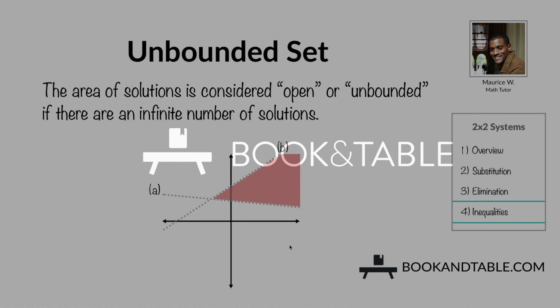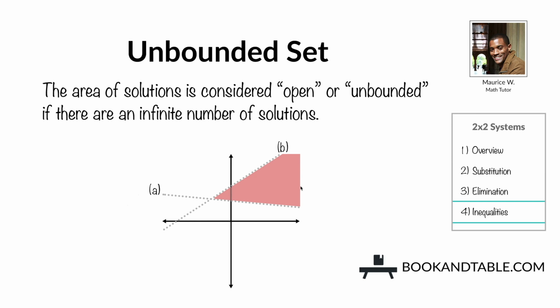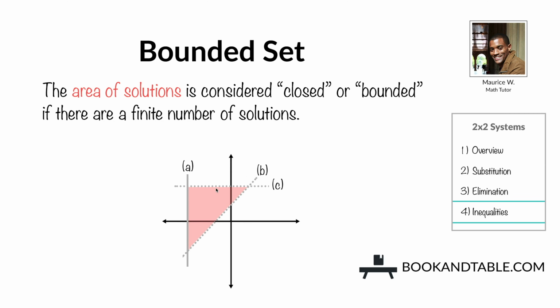So the area of solutions is considered open or unbounded if there are an infinite number of solutions. But if you introduce a third inequality and now close off the open-ended side, you have a closed or bounded set. So the area of solutions is considered closed or bounded if there are a finite number of solutions. Only the points within these three lines in the shaded area are the solutions to this system.